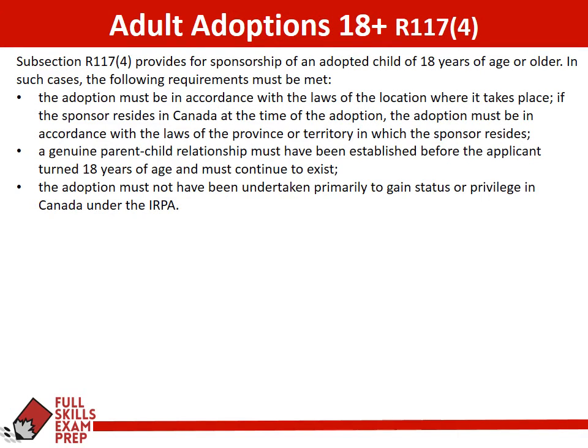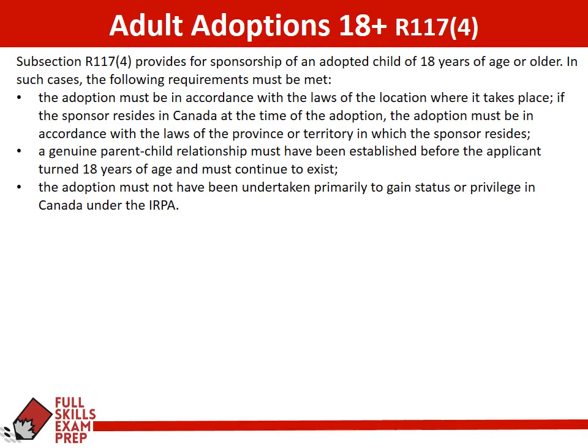Now, a question that a few people had has to do with adult adoptions. You'll see in Regulation 117.4 that there is a little section dealing with people who get adopted as adults. In real life, it is incredibly rare for someone to get adopted as an adult and to get their immigration through this adoption. But academically and theoretically, it is possible in a very, very specific situation.